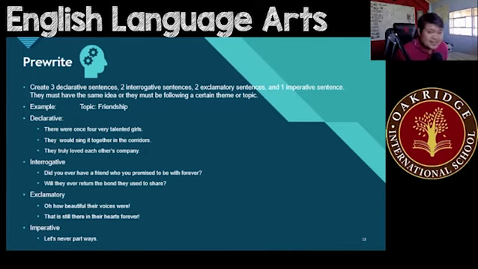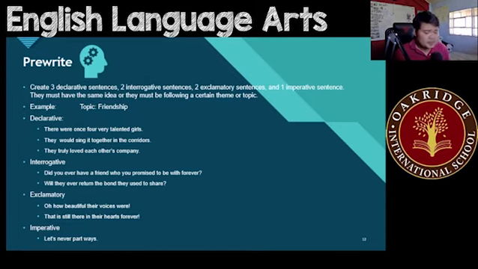Look at my declarative sentences. There were once 4 very talented girls. They would sing it together in the corridors. They truly loved each other's company. My interrogative sentences are: Did you ever have a friend who you promised to be with forever? Will they ever return the bond they used to share? My exclamatory sentences were: Oh, how beautiful their voices were! And: that is still there in their hearts forever! And the imperative is: Let's never part ways. All of them have a certain theme, a certain topic, and that is friendship.